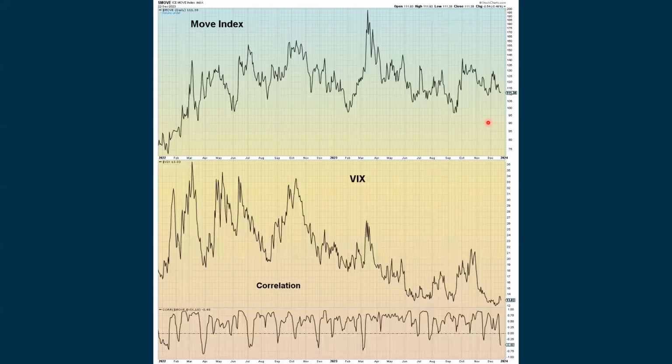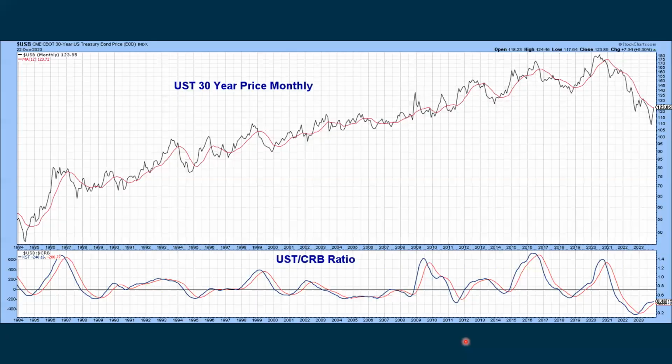Then we look at the MOVE index on top, which measures the volatility of bonds, then the VIX, which measures the volatility of stocks. And they're actually having a tendency to go in opposite directions right now. They don't have a really strong correlated relationship currently. Then we look at a monthly price chart of the long-term bond ETF, and that continues to be in a downtrend, but it is showing some improvement, but it's coming back up to the moving average. When we look at a ratio between bonds and the CRB long-term, it's still showing that the price of bonds is outperforming.